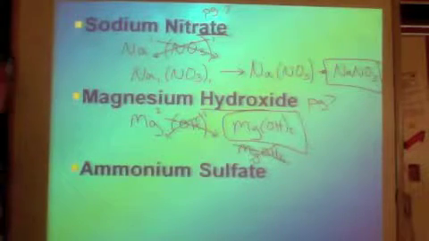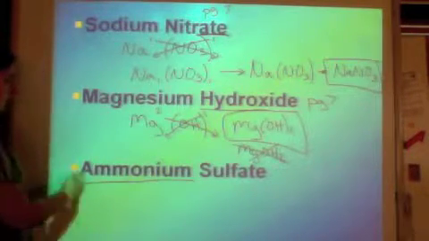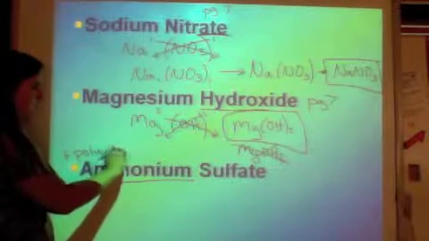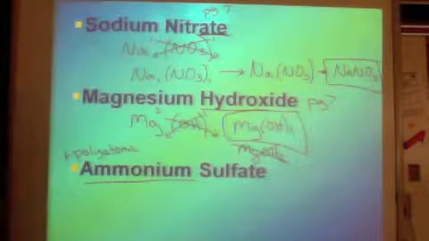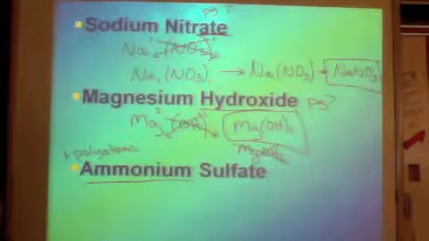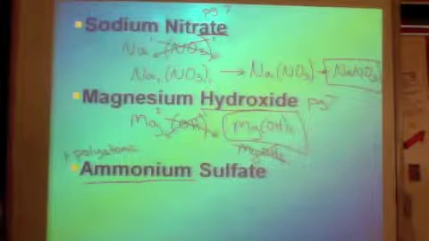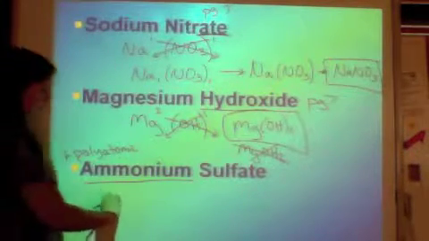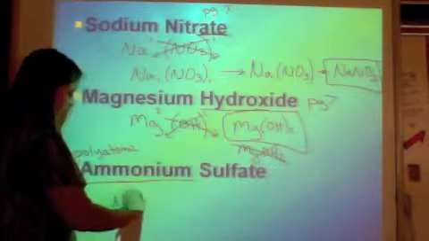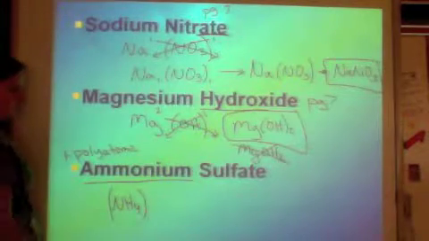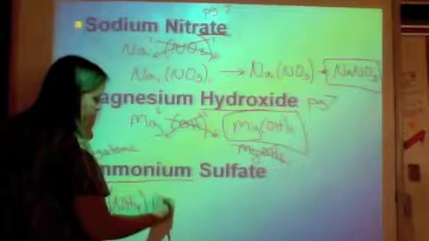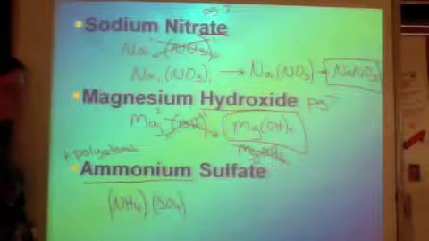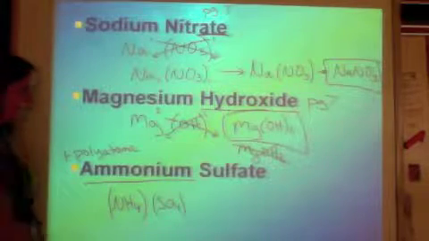Ammonium sulfate. Ammonium is the only positive polyatomic that we're going to talk about in here. So I literally have students who search the periodic table for a good 10 minutes before they realize that it's not on the periodic table. It is a polyatomic. It's the first one, NH4. Sulfate, polyatomic as well, SO4.